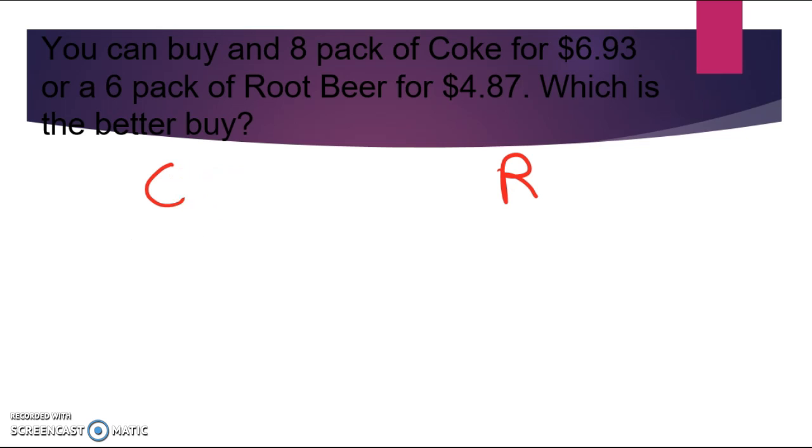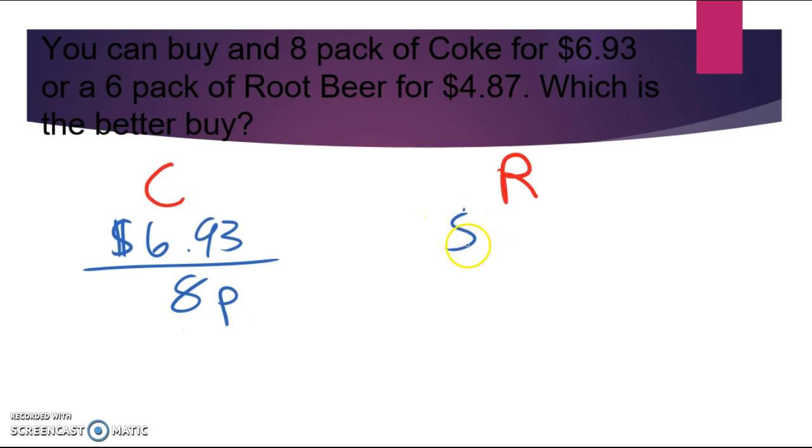So for Coke, it says that we can buy an 8-pack for $6.93. Actually, though, since we're looking at cost, I'm going to put the cost on top and the size on the bottom. So $6.93 for an 8-pack.